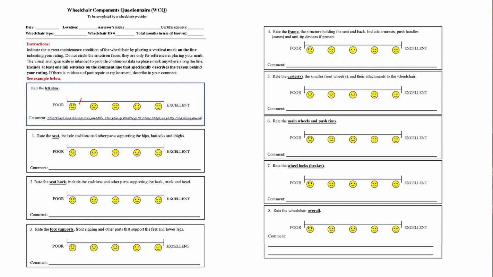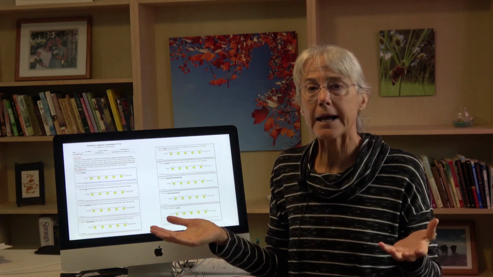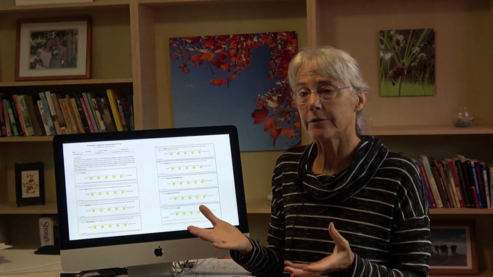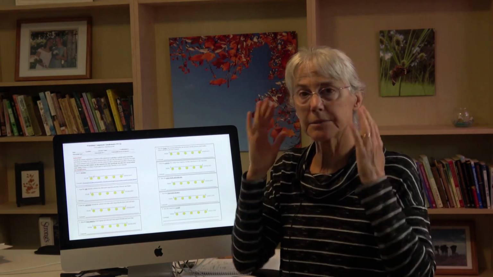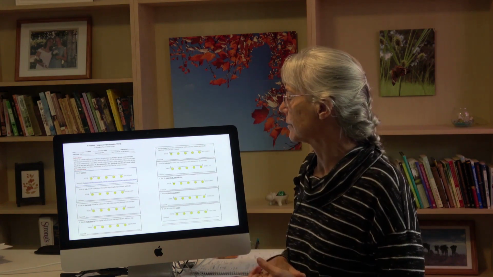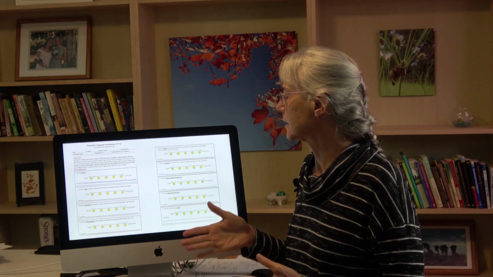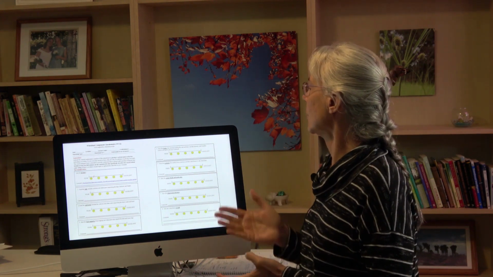Rate the seat back, include the cushions and other parts supporting the back, trunk, and head. And again, here you could have a simple back, or a very low back for someone with an active upper body, or you can have a back that has trunk supports and a head support and so on. And you can answer it for those chairs. Rate the foot supports, front rigging and other parts that support the foot and lower legs, the frame, the structure holding the seat and back.